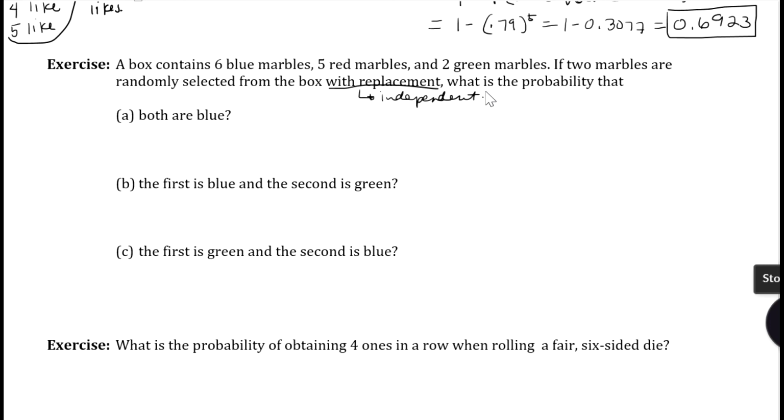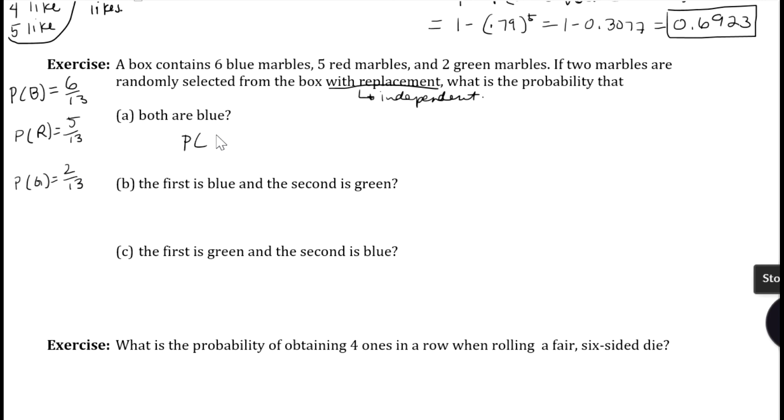So right now we have 6 plus 5 plus 2, we have 13 total marbles. So the probability that we are blue on the first selection is going to be 6 out of 13. The probability that we are red on that first marble is going to be 5 out of 13. And the probability that we are green on that first marble is going to be 2 out of 13.